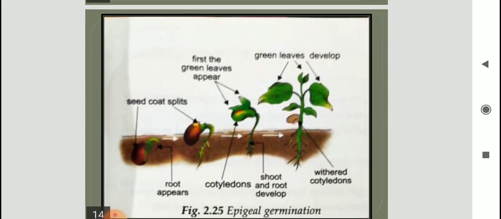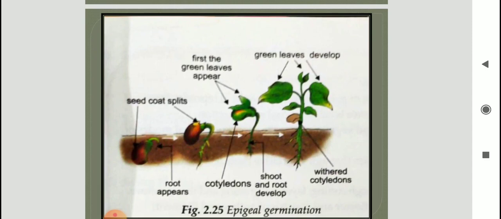Now children, this process of seed germination is of two types: epigeal germination and hypogeal germination. On the basis of the cotyledons, whether the cotyledon is coming up out of the soil during germination or whether it remains under the soil, germination can be divided into two types. Right now on your screen you can see epigeal germination.